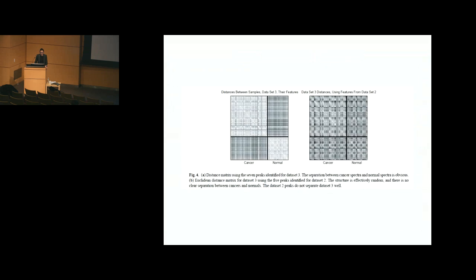And then in this figure, they show the separation between cancer spectra and normal spectra and the Euclidean distance that was used as claimed by the original authors, using the five peaks identified on data two, and the structure is effectively random and there is no clear separation between cancers and normals. The data set two peaks do not separate data set three well.